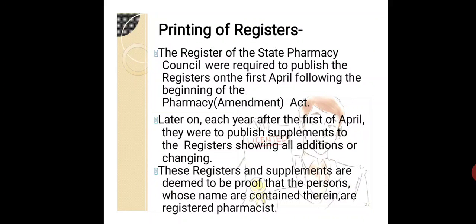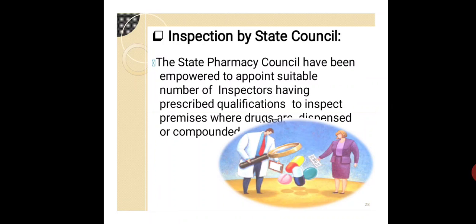Printing of register was a question that came in the online mock test of the exam conducted by MSB. The registers of the state pharmacy councils were required to publish the register on the 1st of April following the beginning of the Pharmacy Act. Later on each year after the 1st of April, they published supplements to the register showing all additions or changes. These registers and supplements are deemed to be proof that the persons whose names are contained therein are registered pharmacists. Then, inspections by the state councils.